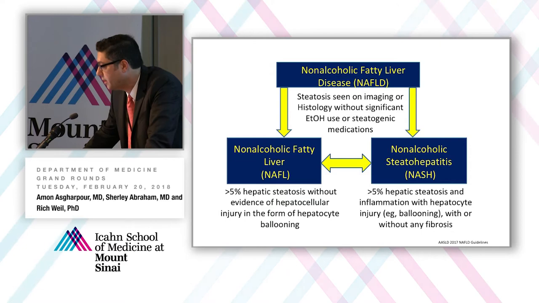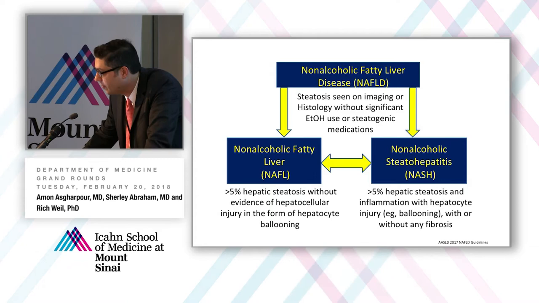But NASH, that's the more aggressive form. And that's about 20% of all of non-alcoholic fatty liver disease. So again, they have greater than 5% fat, but then they have cellular injury in the form of the inflammation and hepatocyte ballooning and different degrees of fibrosis. These are the people who can get in trouble.